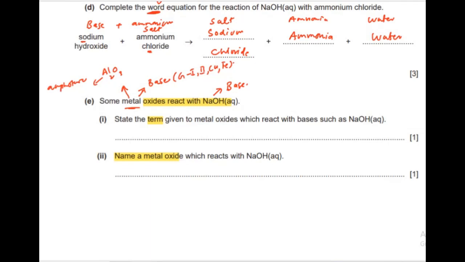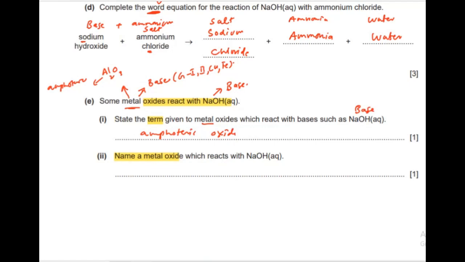So state the term given to the metal oxide which reacts with a base such as sodium hydroxide. If a substance reacts with a basic substance, it should not be basic. It should be acidic. But here he is saying metal oxide, and metal oxides are basic. So it means that we have to use the amphoteric oxide. Amphoteric oxides generally react with the base.